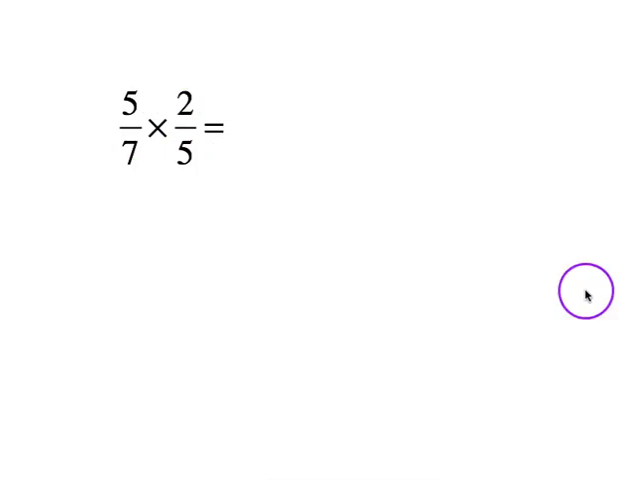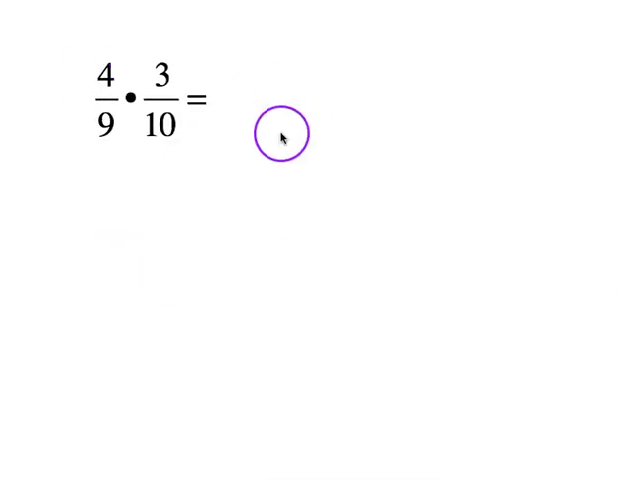Okay, so now let's try one more example. So here, this is also a multiplication problem, except they use the multiplication dot instead of the x. But I'm going to repeat the same process. I'm going to look across and check to see if they have anything in common. Do 3 and 9 have a factor in common that I can reduce both of them by? The answer is yes, I can reduce both of them by a 3.